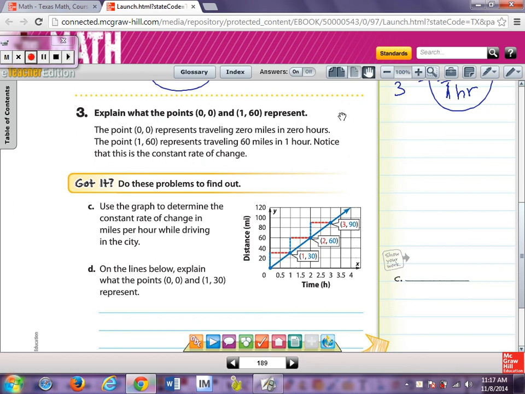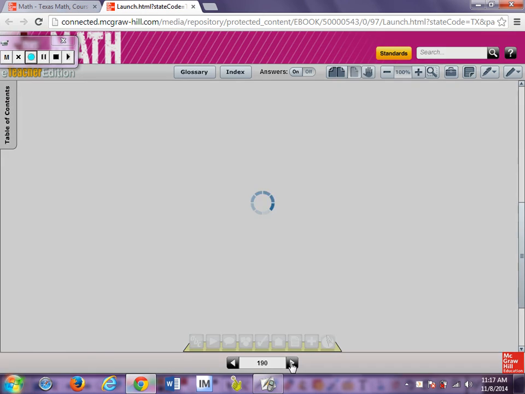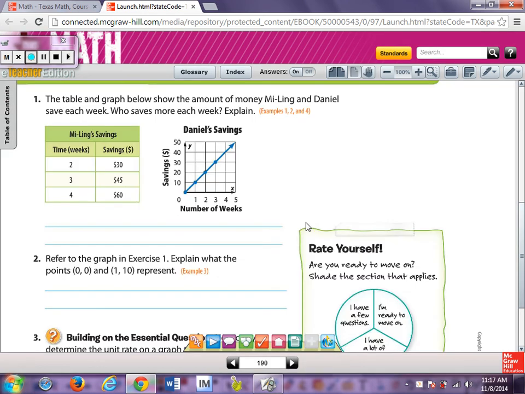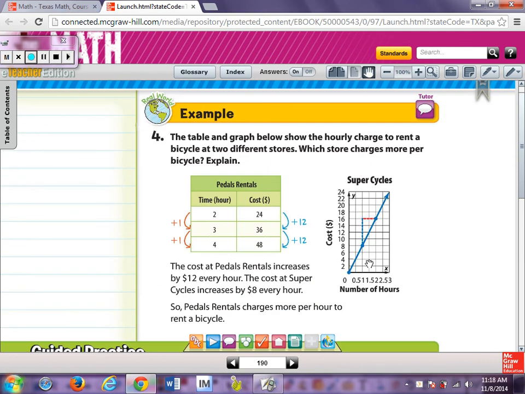All right, and finally, we're going to move on to our final example on page 190. So turn your page over, and let's go ahead and look at example 4. Here, we have both a table and a graph mixed together, or shown side by side. And it says, the table and the graph below show the hourly charge to rent a bicycle at 2 different stores. Which store charges more per bicycle? And they want us to explain.